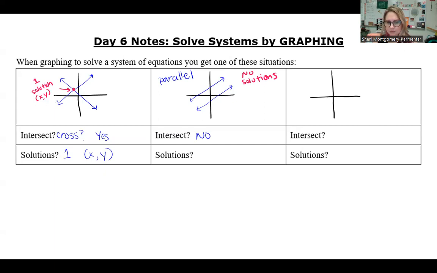And one way that we can say that is with this symbol, like this. It means no solution. It doesn't mean 0. It means no solution.